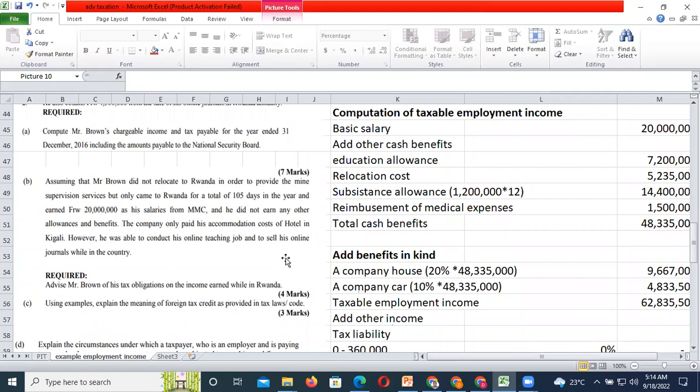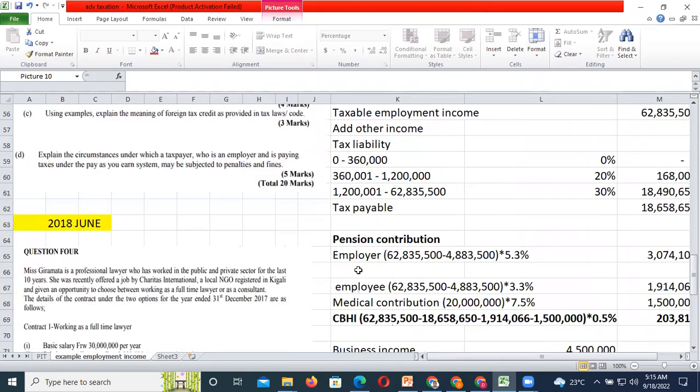Now, if you look at this question, if you look at part B of the question, Mr. Brown did not relocate, and the days he has stayed in the country are 105, meaning Mr. Brown is not a resident. And since he's not a resident, you are only taxing him the income earned in Rwanda. I don't know if you are getting the logic on that part.